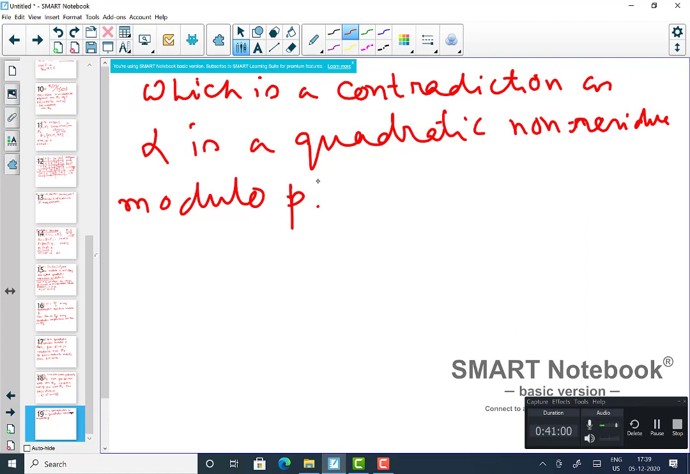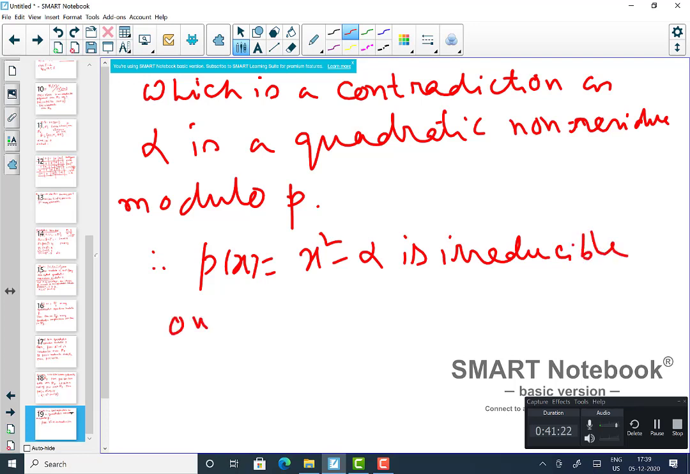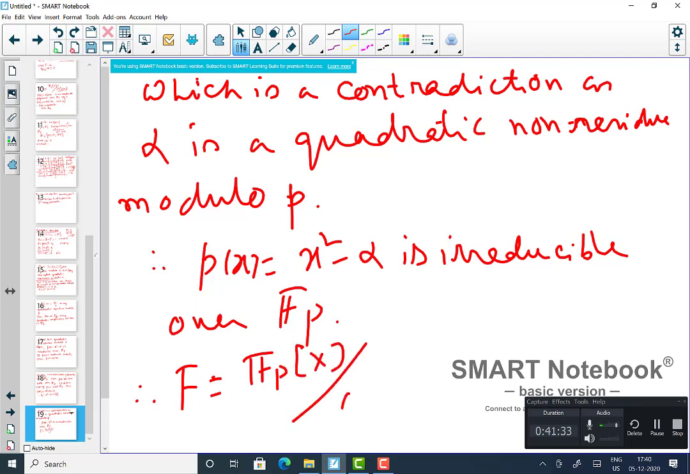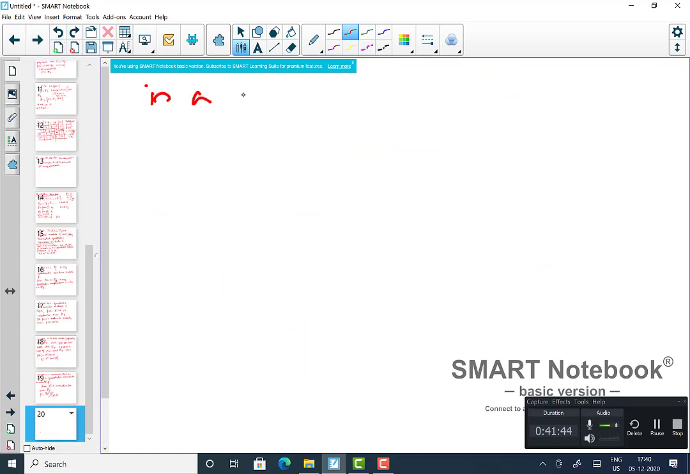So what does that mean? That means that p(x) equal to x square minus alpha is irreducible over F_p. So thus you just construct the field F, which is F_p[x] modulo x square minus alpha. Okay, this is a field, because this is a maximal ideal, so this is a field.